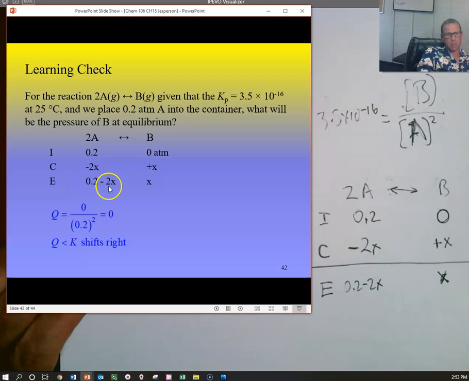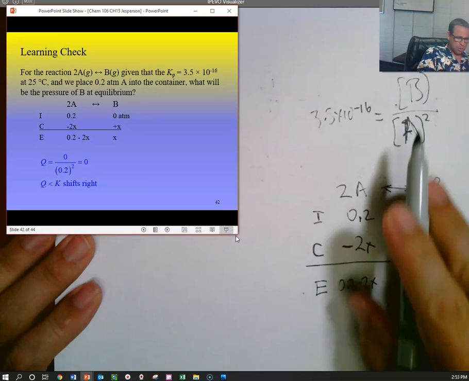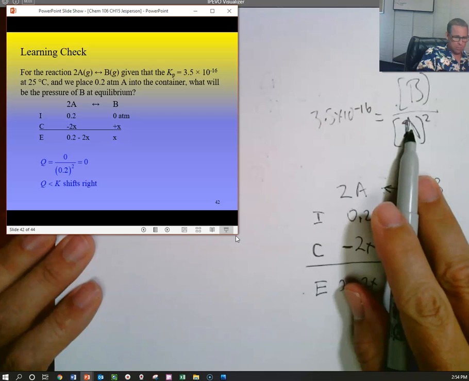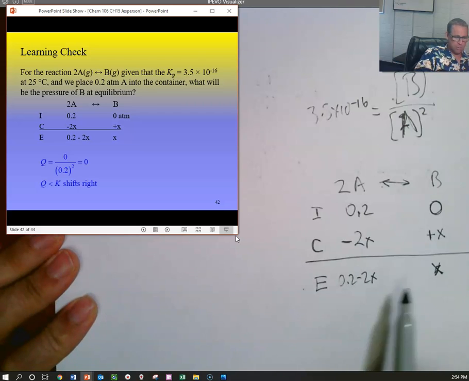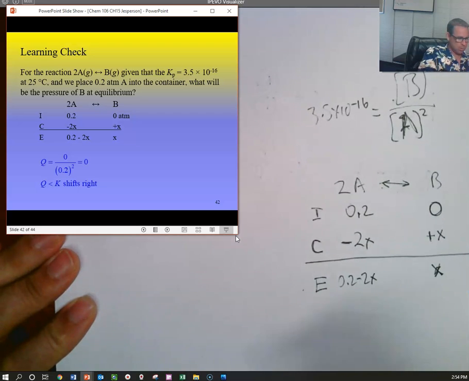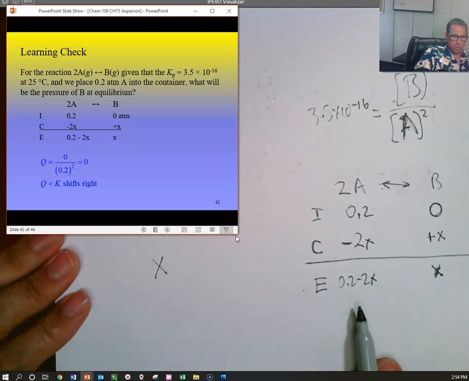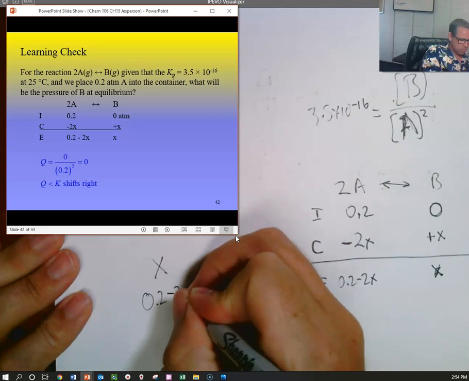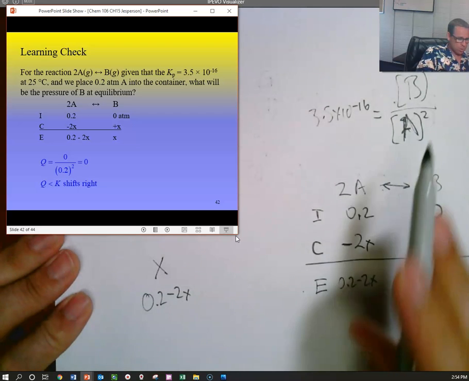But once we have these equilibrium concentrations here, we can put them into our equilibrium statement. The equilibrium statement, B over A squared, I'm going to write in terms of equilibrium concentrations. So B at equilibrium is going to equal x, and A at equilibrium is going to equal 0.2 minus 2x. But I have to write A squared.